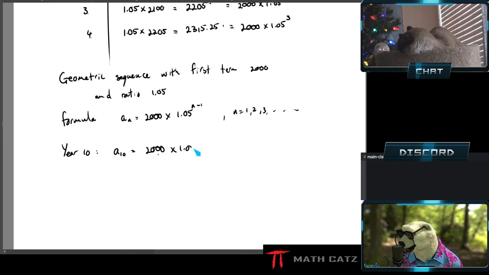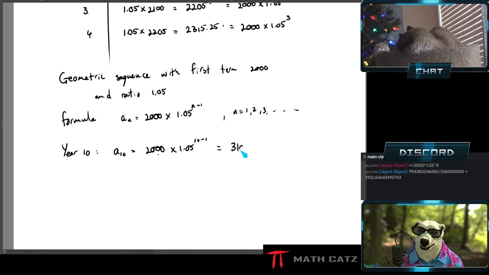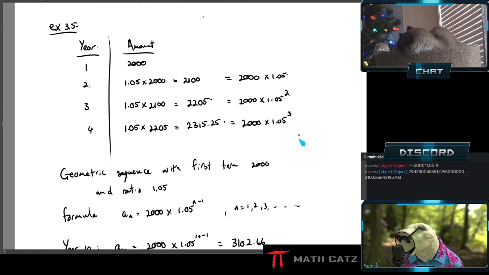2000 times 1.05 to the 10 minus 1. That easy, once I've identified it as a geometric sequence. Let's do it. And I know I would get 3,102 and some cents. So interest rate calculations with this compounding aspect, that is just geometric sequences.